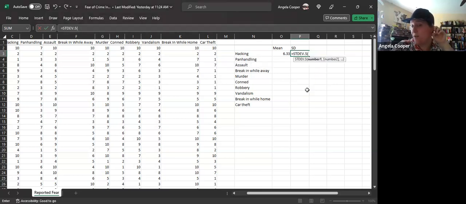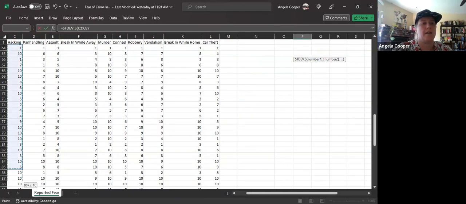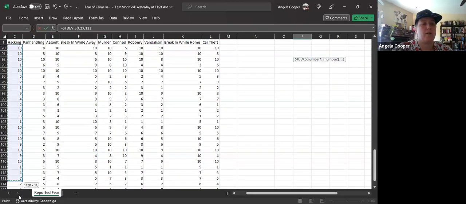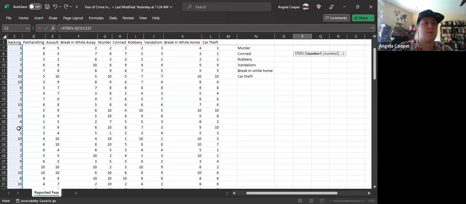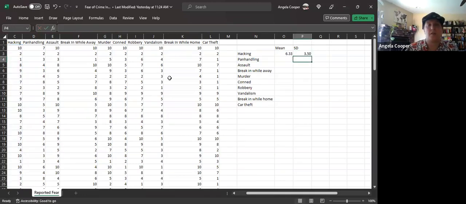But as far as calculating it is concerned, it's still done the exact same way we calculated the mean of hacking. I'm just clicking and dragging all the way down from the first person, that incredibly fearful gentleman, to the last person. And we have our sample standard deviation of 3.50.